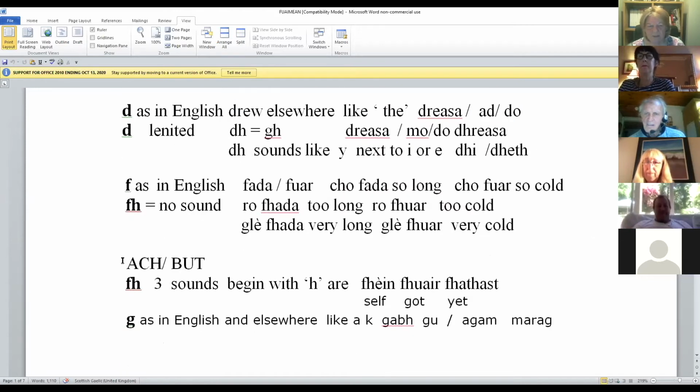They're quite easy, I would say. F, as in English, fatte, für. Fatte is long and für is cold. So when you say something is so long, you say go fatte, so cold, go für. But FH lenites and the sound disappears completely. When you say it's too long, ro ate. FH completely disappears. So ro ate.